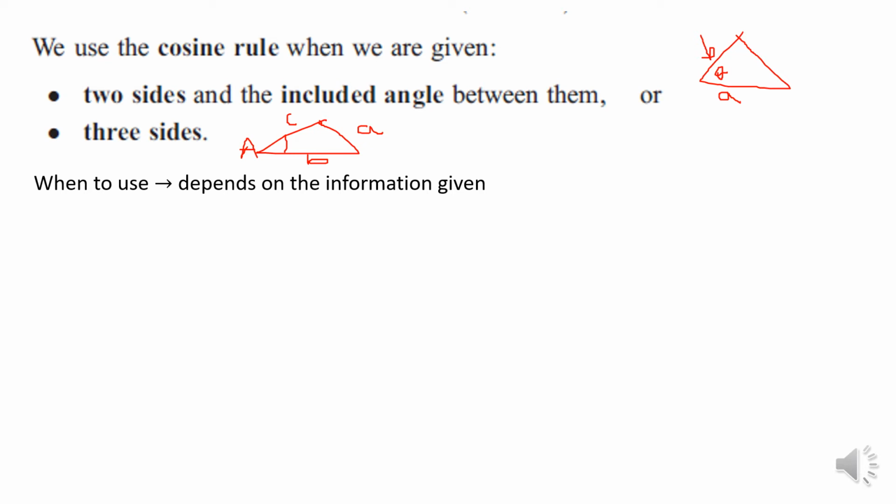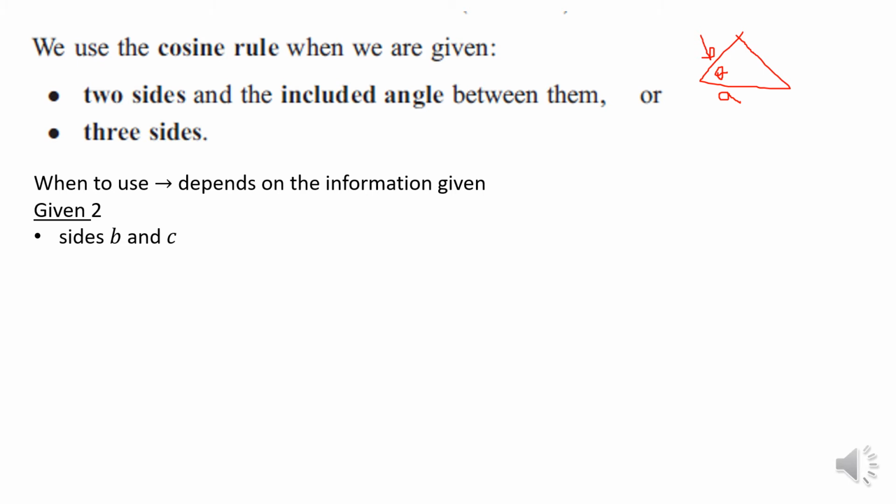So we use the cosine rule when we have a triangle and we are given all three sides. In that case, we can't use the sine rule. Remember, in the sine rule, you could be given two sides, but the two sides do not flank the angle, the angle is not included, it's not in between the sides, then you can't use the sine rule. Then you have to use the cosine rule in order to find the missing information.